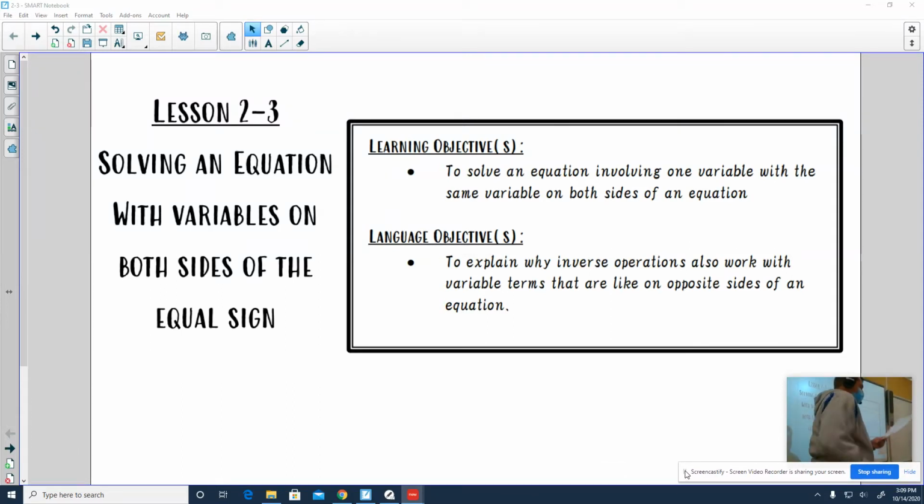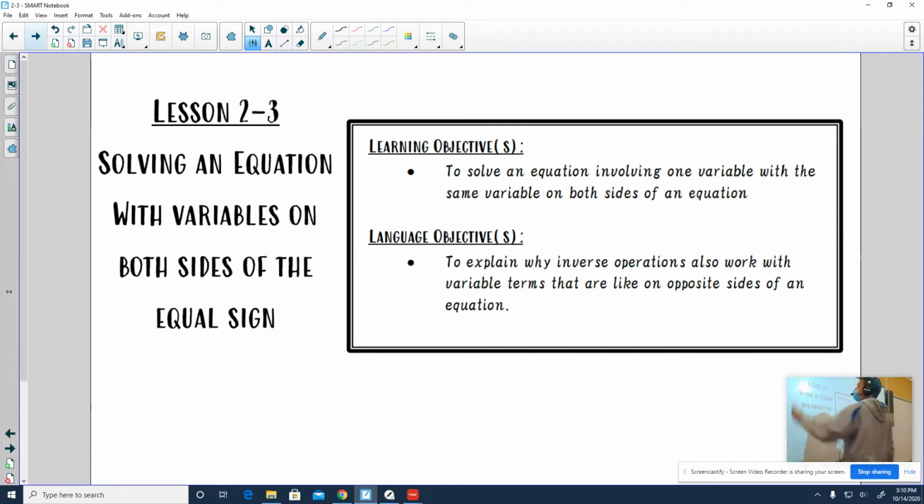Okay, hello everybody. Lesson 2-3, solving an equation with variables on both sides of the equal sign. Today's learning objective is to solve an equation involving one variable with the same variable on both sides of an equation. The language objective today is going to be to explain why inverse operations also work with variable terms that are like on opposite sides of an equation.